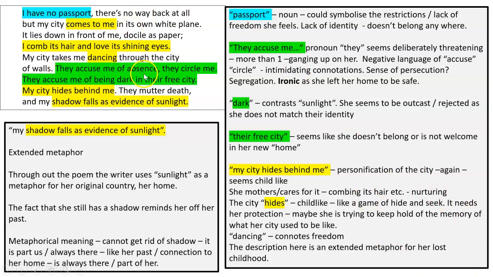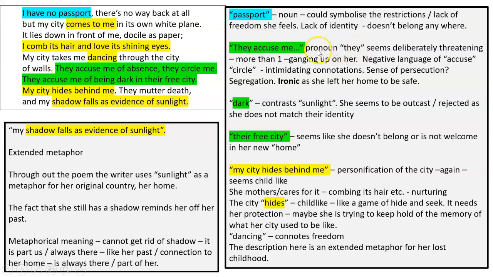They accuse me of absence. They circle me. They accuse me of being dark in their free city. Now, we can assume that this is a reference to where she lives now. Or it could be the kind of people that are now causing problems in her old city. But it seems most likely that it's about where she's living now. So we see this repetition of they.